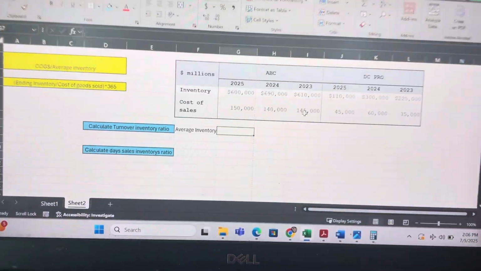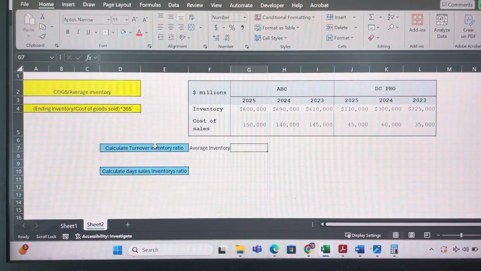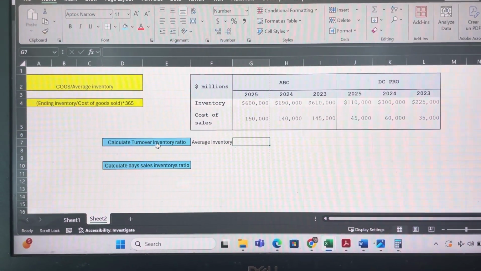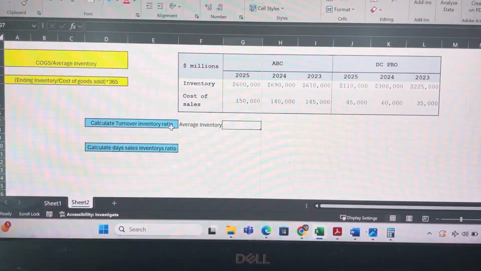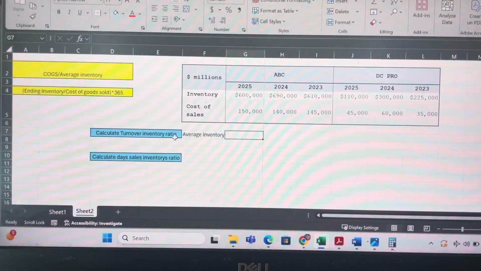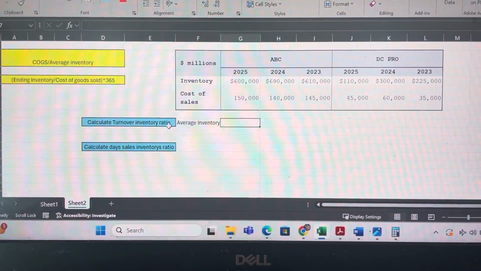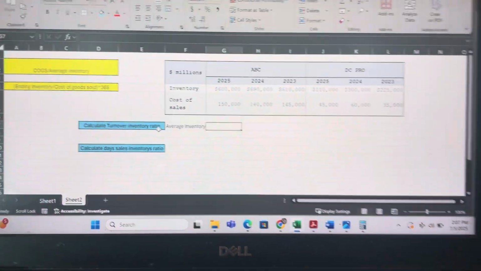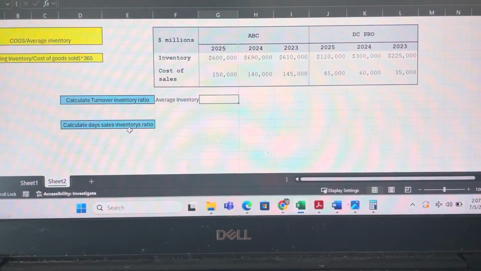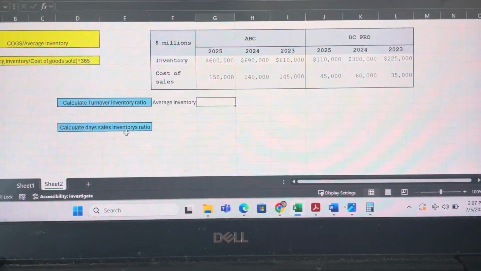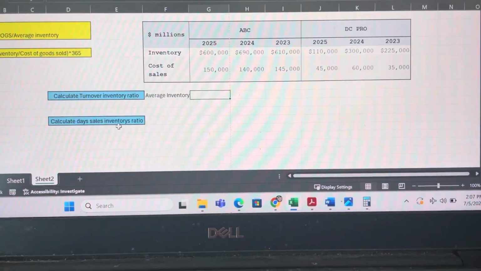Well, I decided to make a video about these formulas: turnover inventory ratio and day sales inventory ratio. The first formula means the amount of times a company replenishes its inventory or sells its inventory per year. And the second one talks about how many days it takes to sell the inventory, or how many days sales inventory it has.